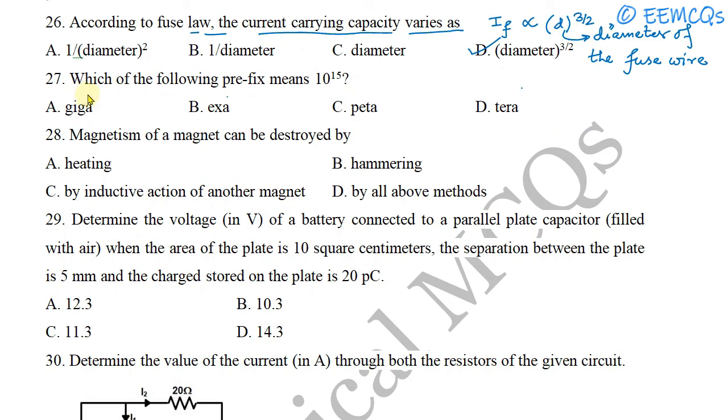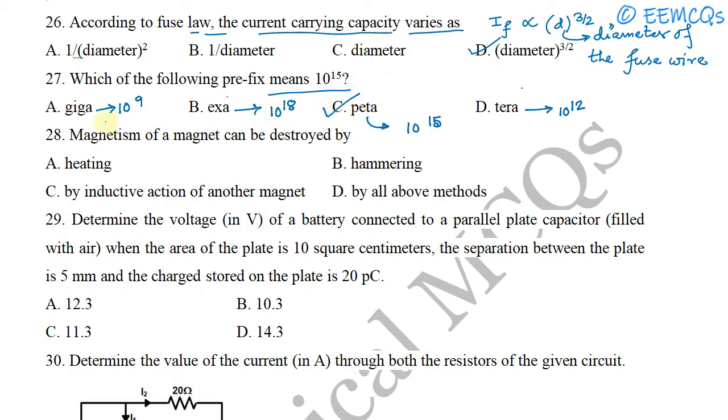Now the question number 27. Which of the following prefix means 10 to the power 15? Giga. Giga we know it is basically 10 to the power 9. Exa is nothing but 10 to the power 18. And also we know tera is 10 to the power 12. Here basically peta is 10 to the power 15. So option C here is the correct answer.